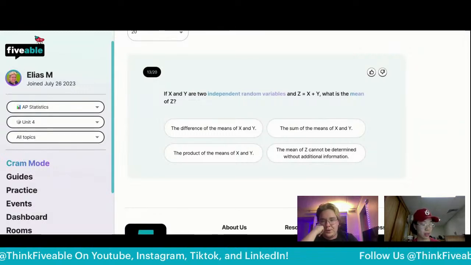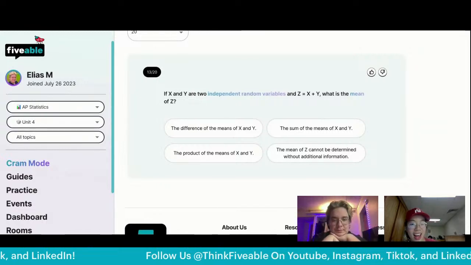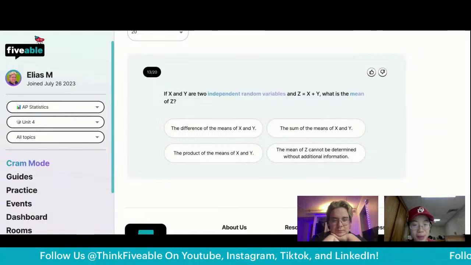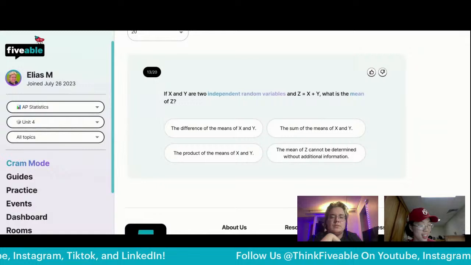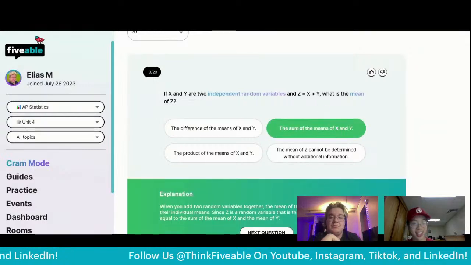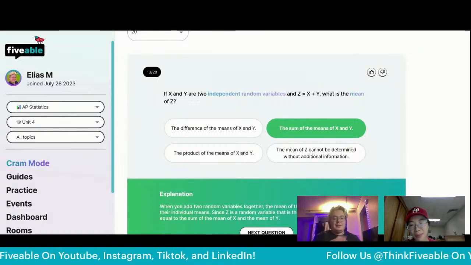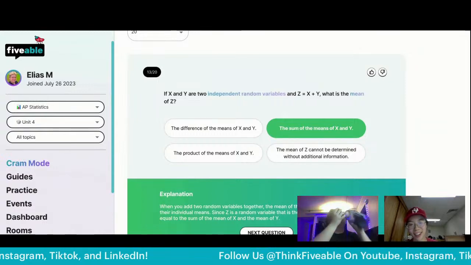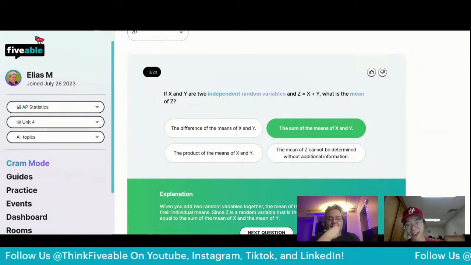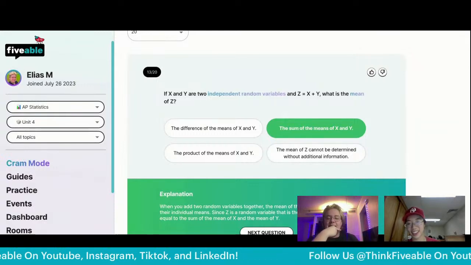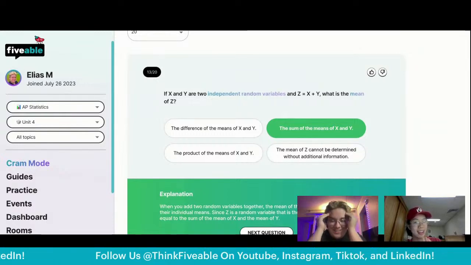Is there anything coming to mind for you? Because I'm trying to think through how you would solve this. I'm pretty sure that it's just the sum of the means of x and y. I don't think it's all that complicated. If you just sum up two sets, the mean should just be the mean of the original sets added. I was stuck between that and "cannot be determined."